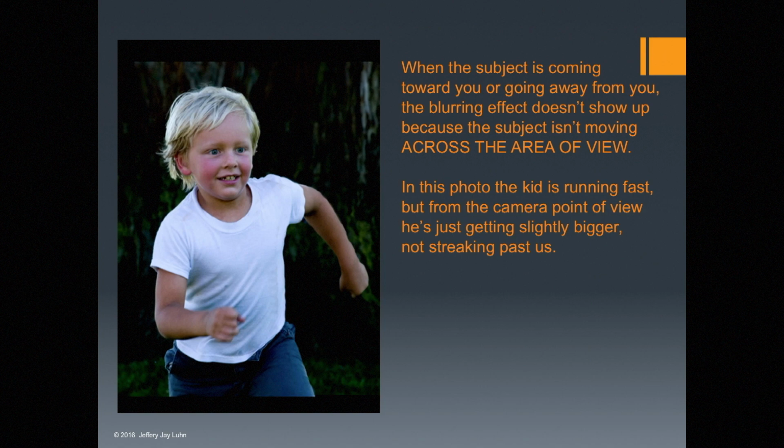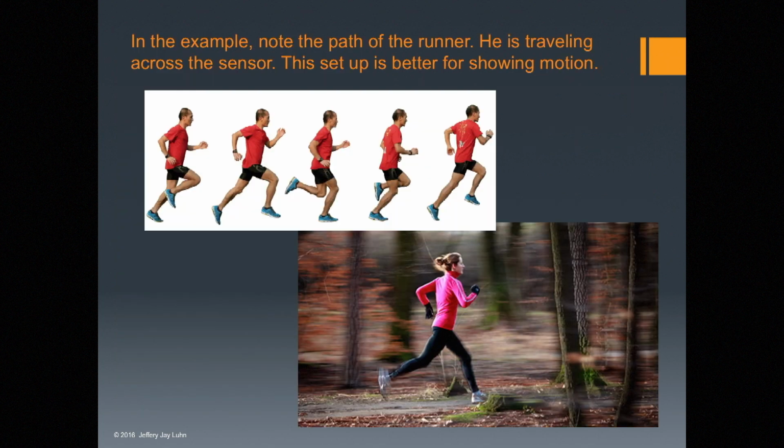So when the subject is coming toward you or going away from you, the blurring effect doesn't show up because the subject isn't moving across the area of view. In this photo, the kid is running very fast, but he's running towards the camera point of view. So he's just getting slightly bigger, but he's not streaking past the camera. In the example below, note that the path of the runner, he's traveling across the sensor from left to right. This setup is better for showing motion, as evidenced in the lower right photo.